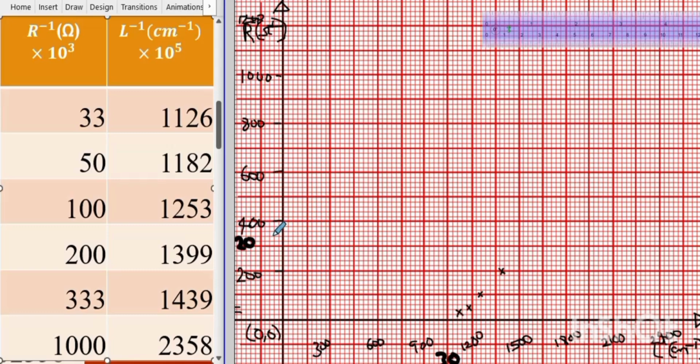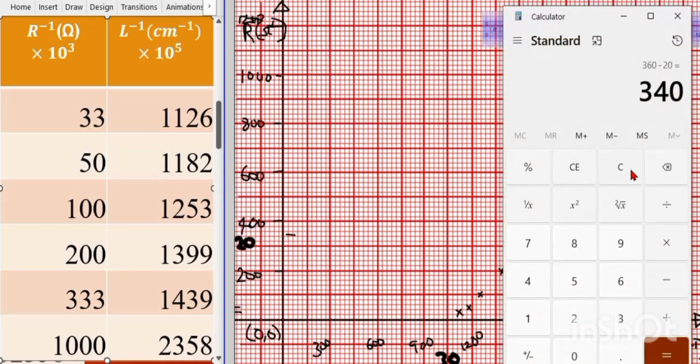Let's try to mark. Let's check it again. We have how many of them? We have 7. You can easily say 20 times 7 equals 140. This is 140. 140 plus 200, that's 340. This is already 340, so which means we are wrong. We have to bring it down here.